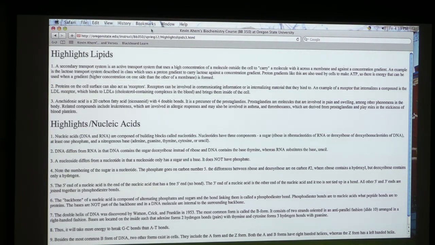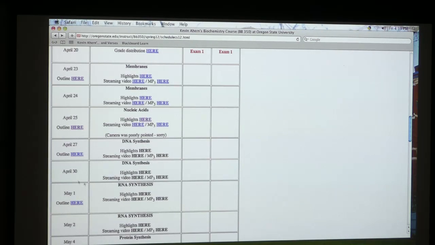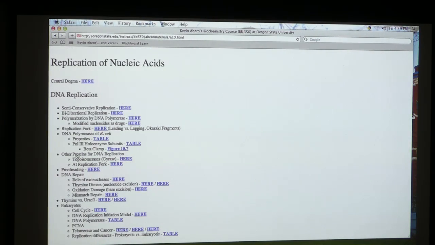Dude, what am I doing? My brain is not working today, guys. There we go. Replication. So we've got about 10 minutes. We can get started on this process, and we'll finish it up next time.